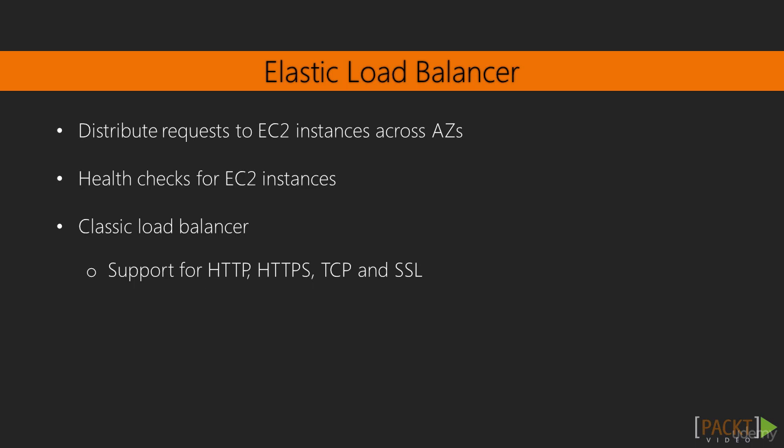Originally, AWS offered a single type of ELB, which is now called a classic load balancer. You can configure it to listen for TCP, SSL, HTTP, and HTTPS. For HTTP and HTTPS, it uses a least outstanding request algorithm for routing. For other protocols, it uses simple round robin.